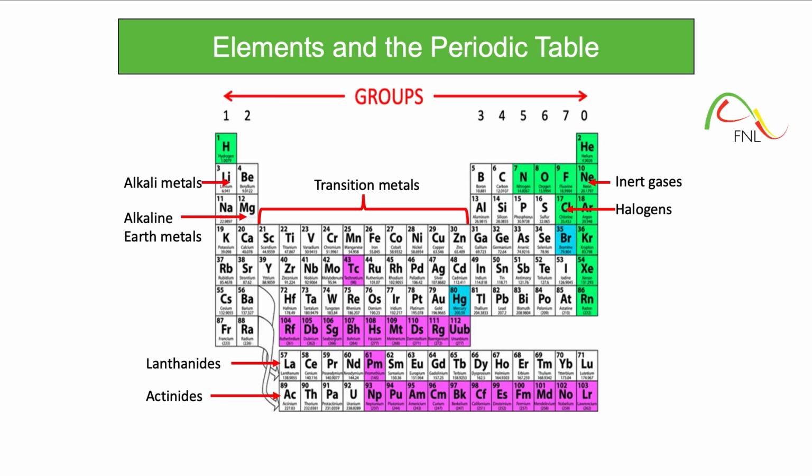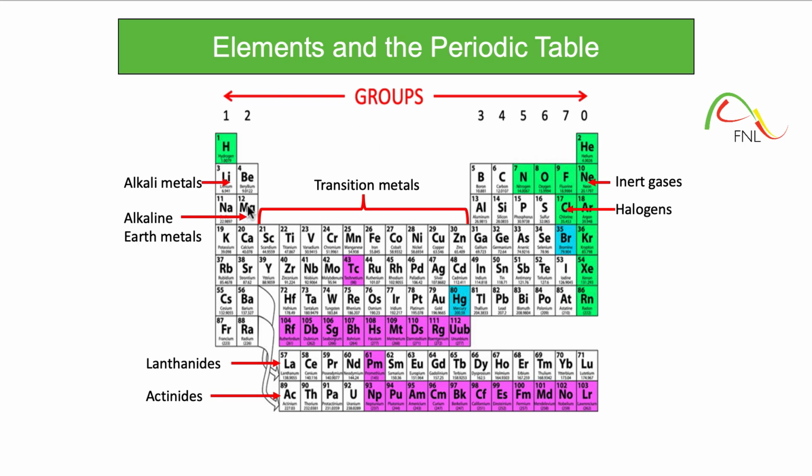Now some of those columns have familiar names. For example, over here, group 1, these are known as the alkaline metals. Now notice we've got hydrogen here. Hang about, hydrogen's not a metal. And similarly, we've got helium over here. Now hydrogen and helium sometimes are put separately in the middle here, away from everything else.